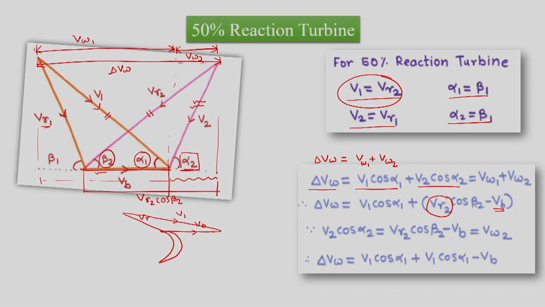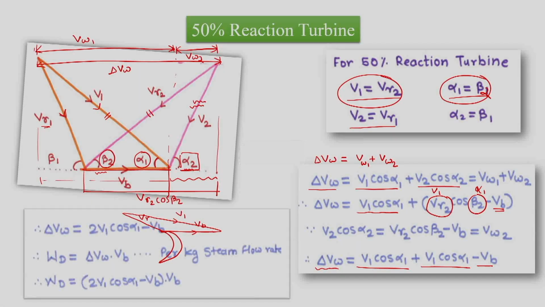Similarly, we also know that alpha 1 is equal to beta 2 and alpha 2 is equal to beta 1. So this beta 2 will be replaced by alpha 1 and this will be replaced by V1. So we will have V1 cos alpha 1 as it is, and VR2 cos beta 2 will get replaced by V1 cos alpha 1 minus VB. So this is the formula for delta VW.